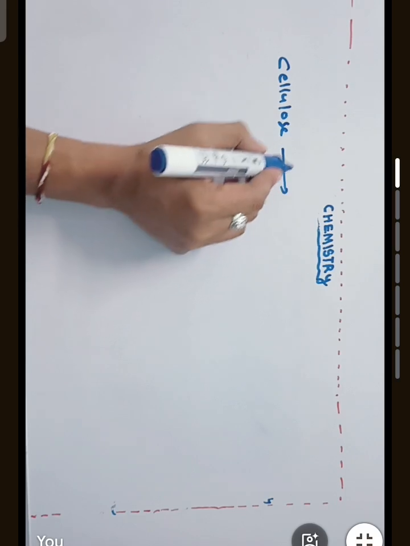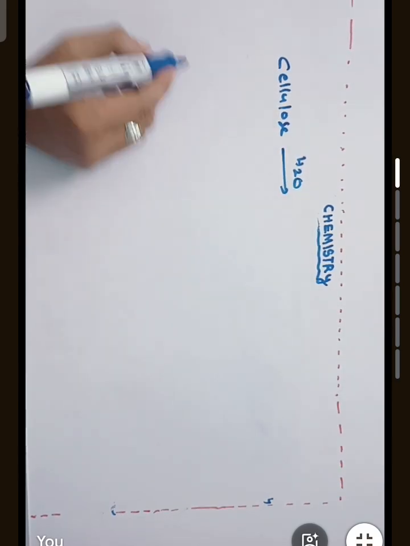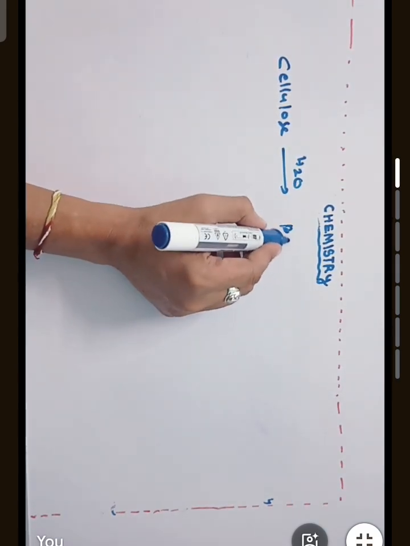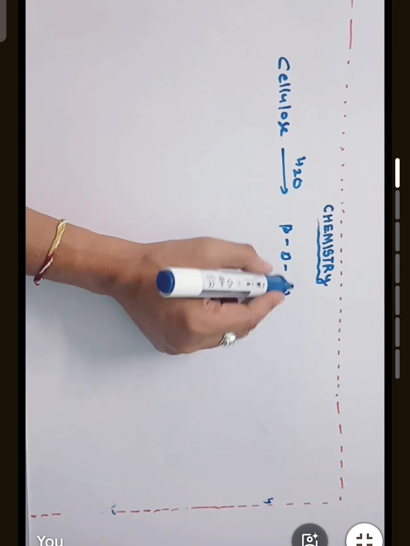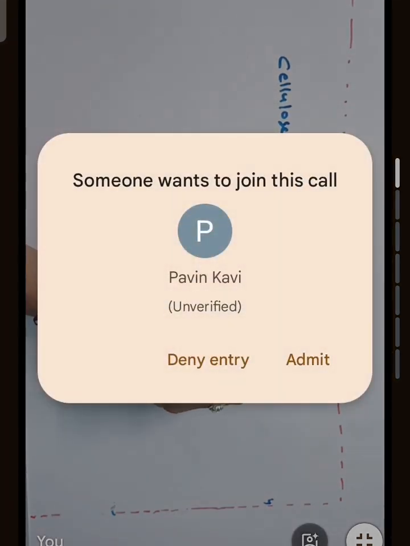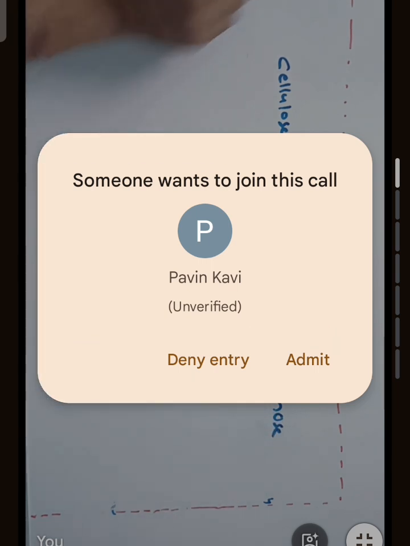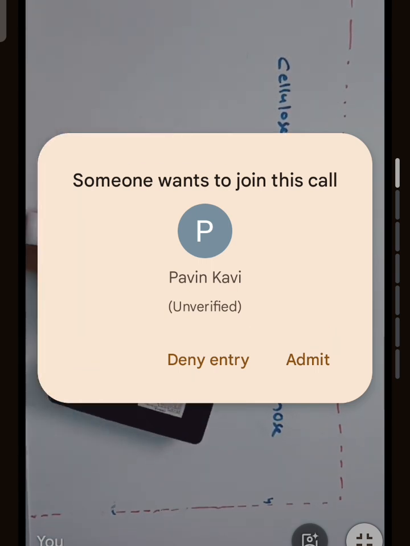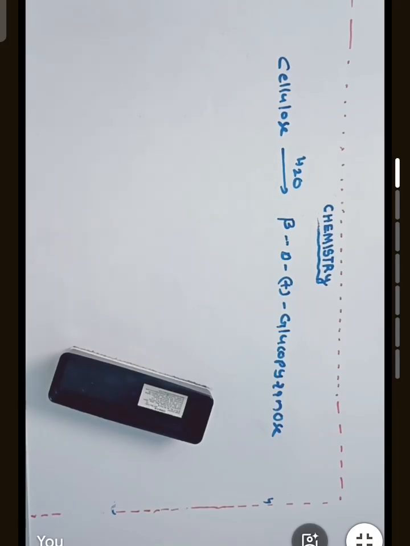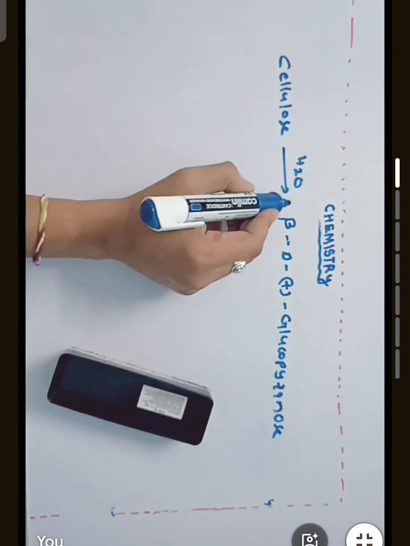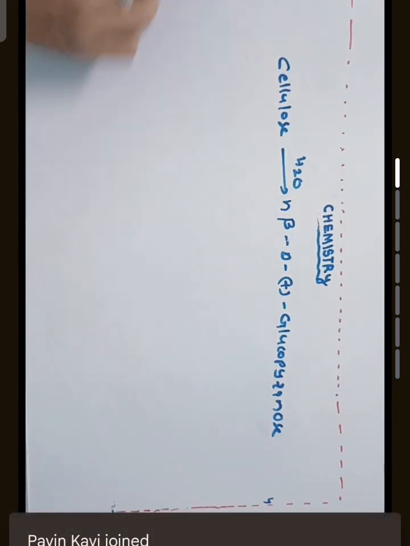Cellulose on hydrolysis, the product we get is beta D glucose units, beta D glucopyranose units. N number of beta D glucose units, pyranose units, are present.